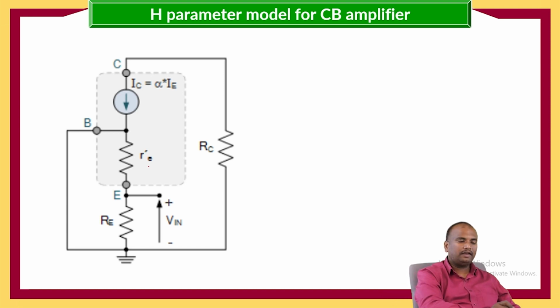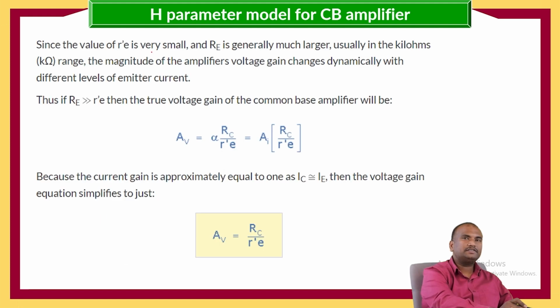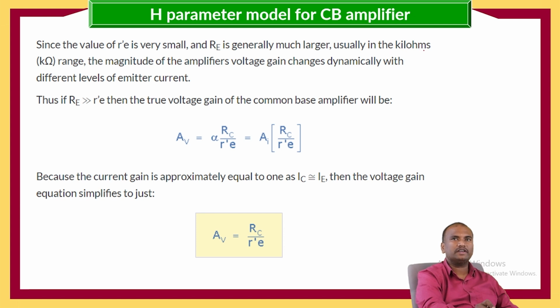Here Re dash is in parallel with the RC, where IC is equal to alpha into IE. Since the Re dash value is very small and Re is generally much larger, usually in the kilo ohms range, the magnitude of the amplifier's voltage gain changes dynamically with different levels of emitter current. Here Re is much greater than Re dash.